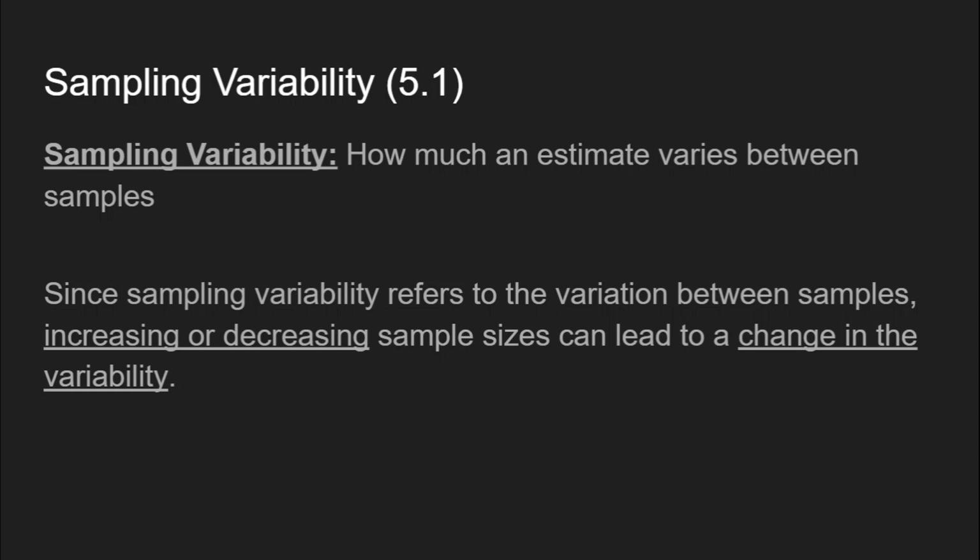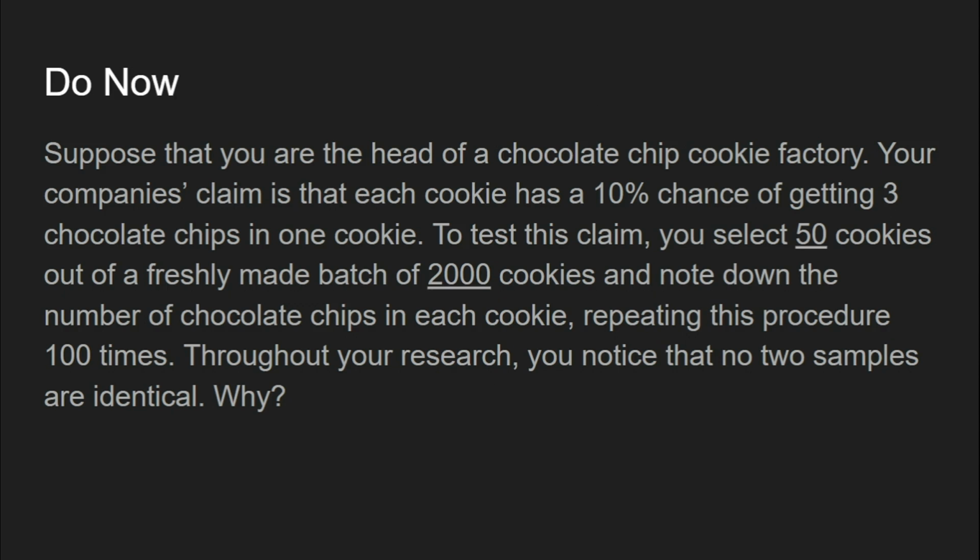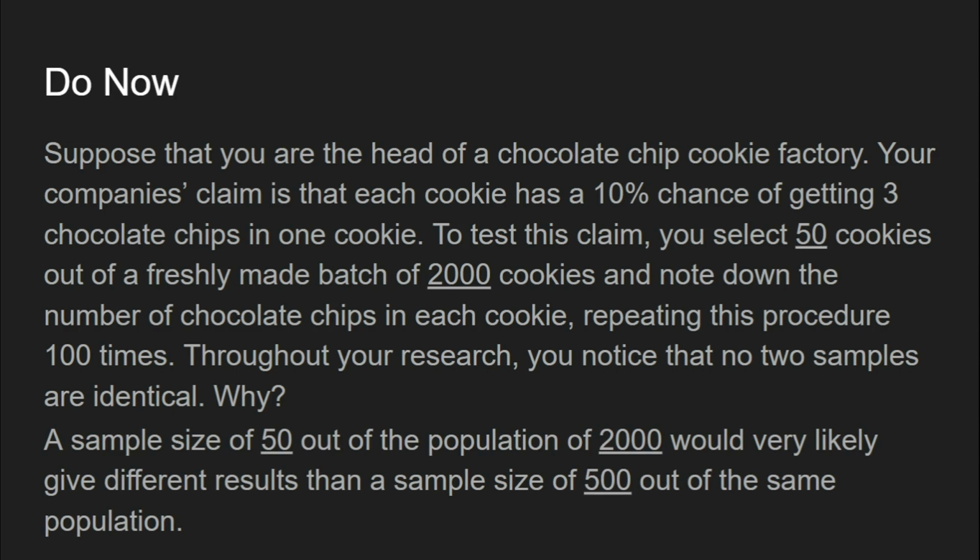For example, let's look at the do now again. A sample size of 50 out of the population of 2,000 would very likely give different results than if we were to use a sample size of 500 out of the same cookie population. There would be less room for sampling variability to arise, and therefore the samples would likely be more close together.